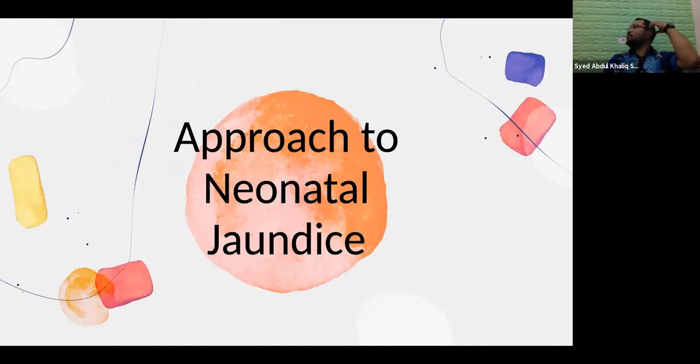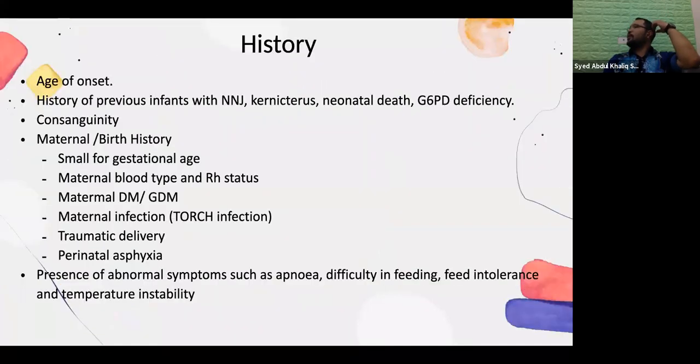So now we go to the approach to neonatal jaundice. From the history, importantly we ask about the onset of the jaundice itself, because we need to identify whether this is more pathological or physiological jaundice. A history of a previous infant with neonatal jaundice, neonatal death, or G6PD deficiency can be asked to identify the risk of severe neonatal jaundice. We also ask about consanguinity, because certain diseases such as inborn errors of metabolism can cause jaundice, and these are high among those who have a consanguineous marriage.